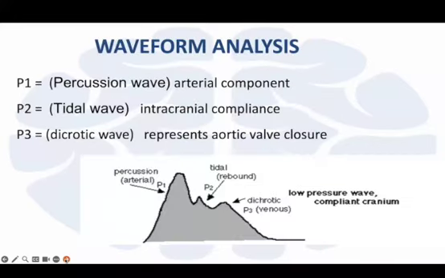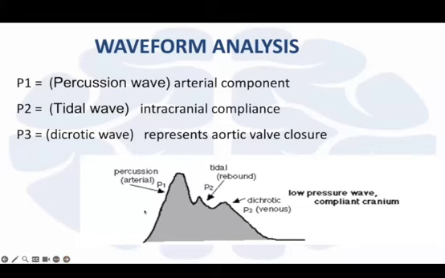So what I always say to my fellows when they are in the unit is that the ICP is not just a number, but it is a wave, and therefore it is very, very important that we observe the wave of the intracranial pressure. Don't look just at the number, but look and follow the waveform.